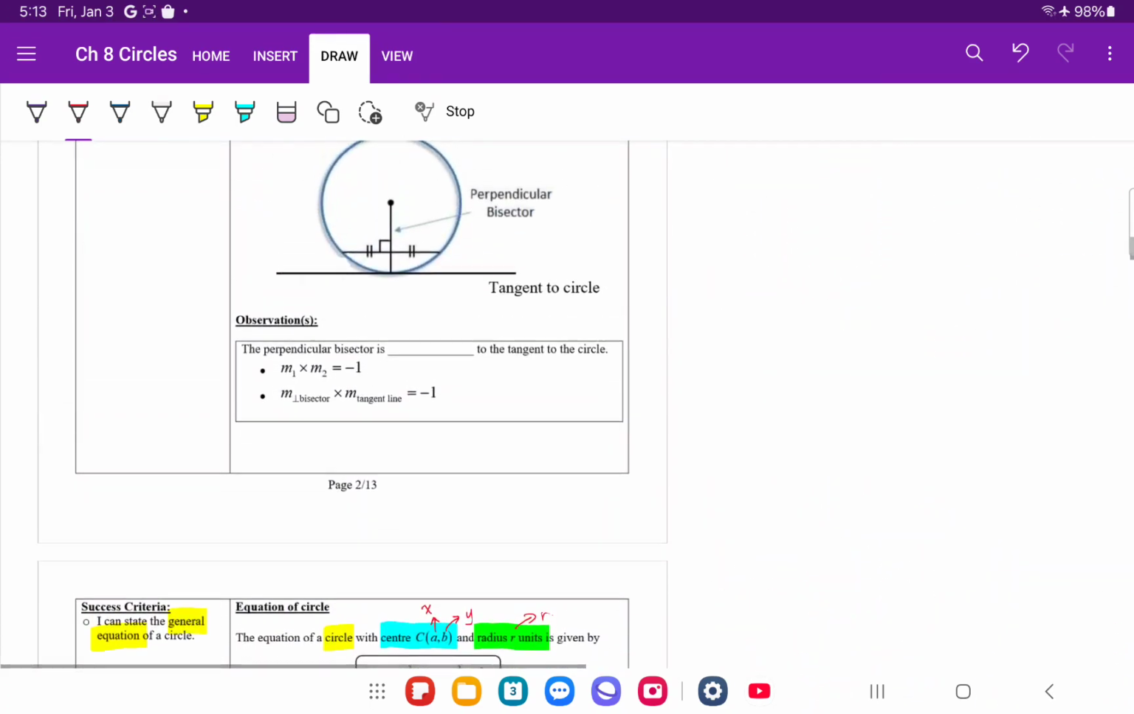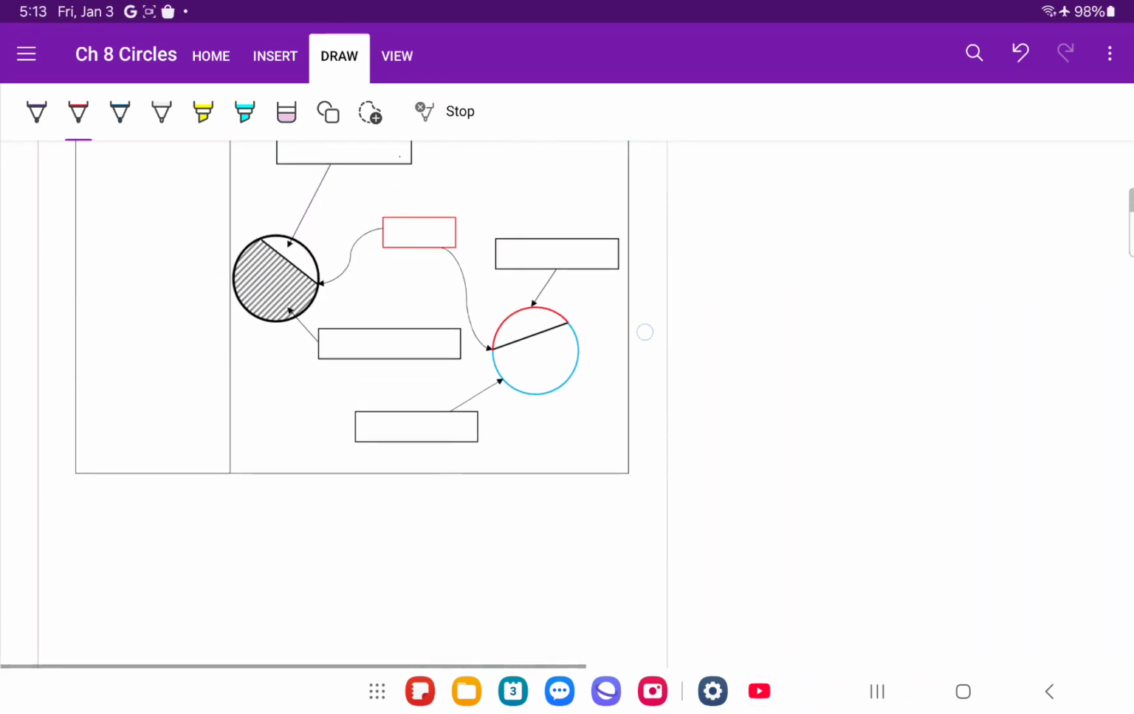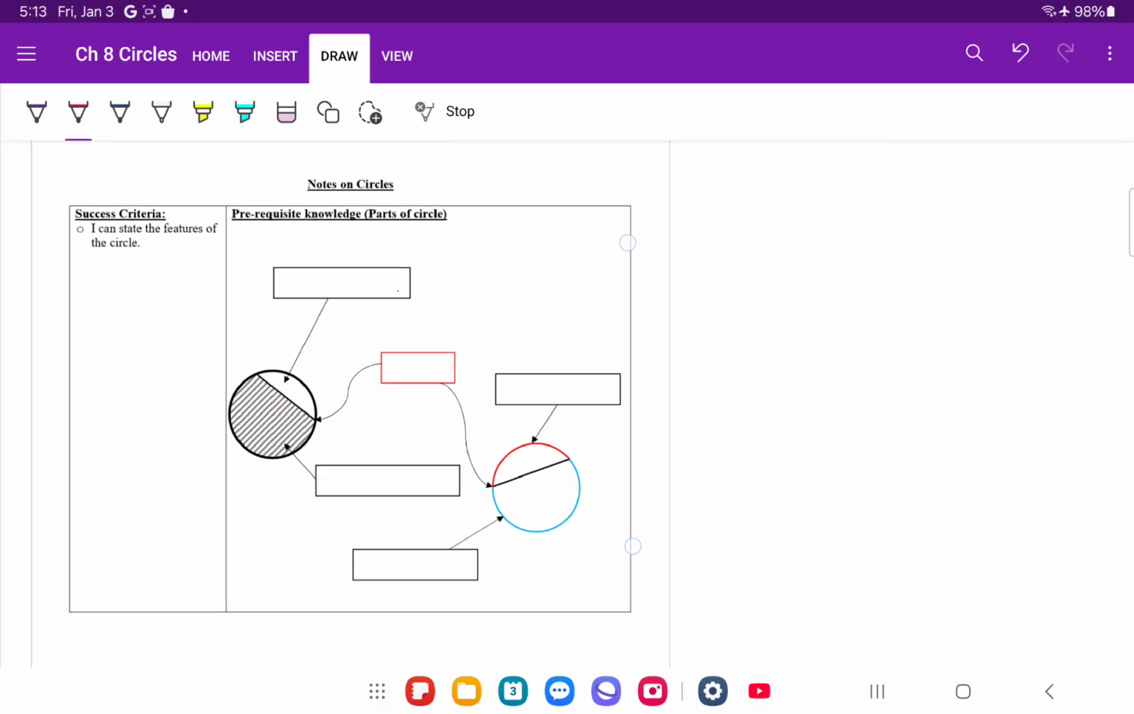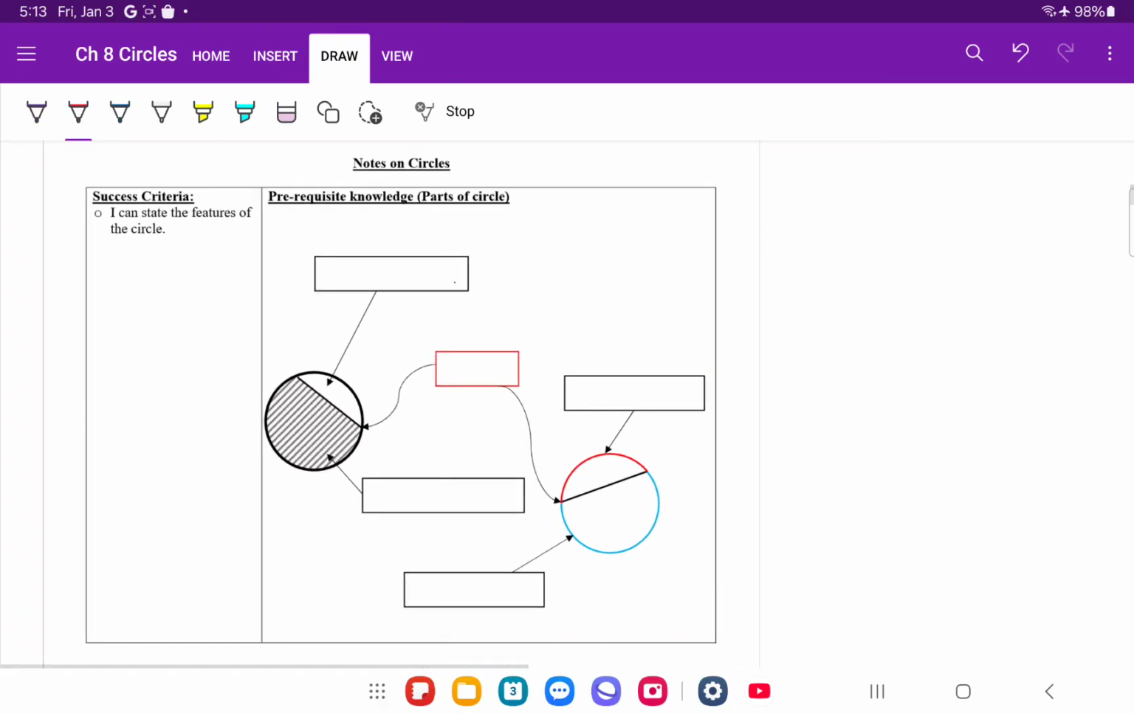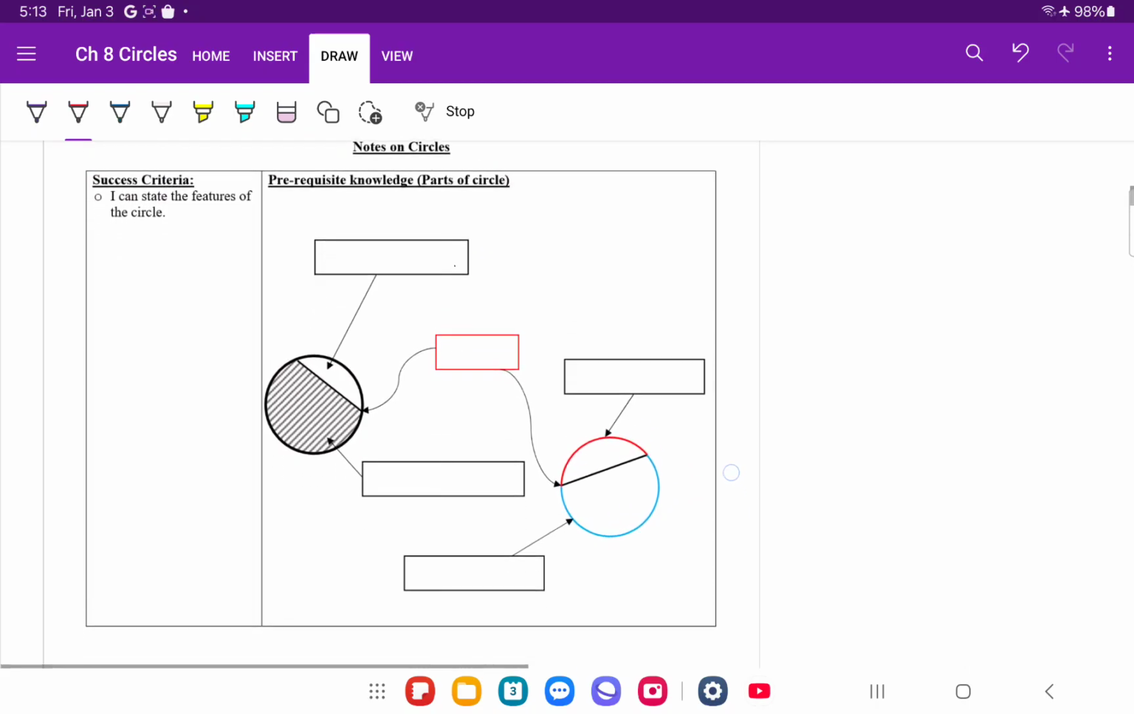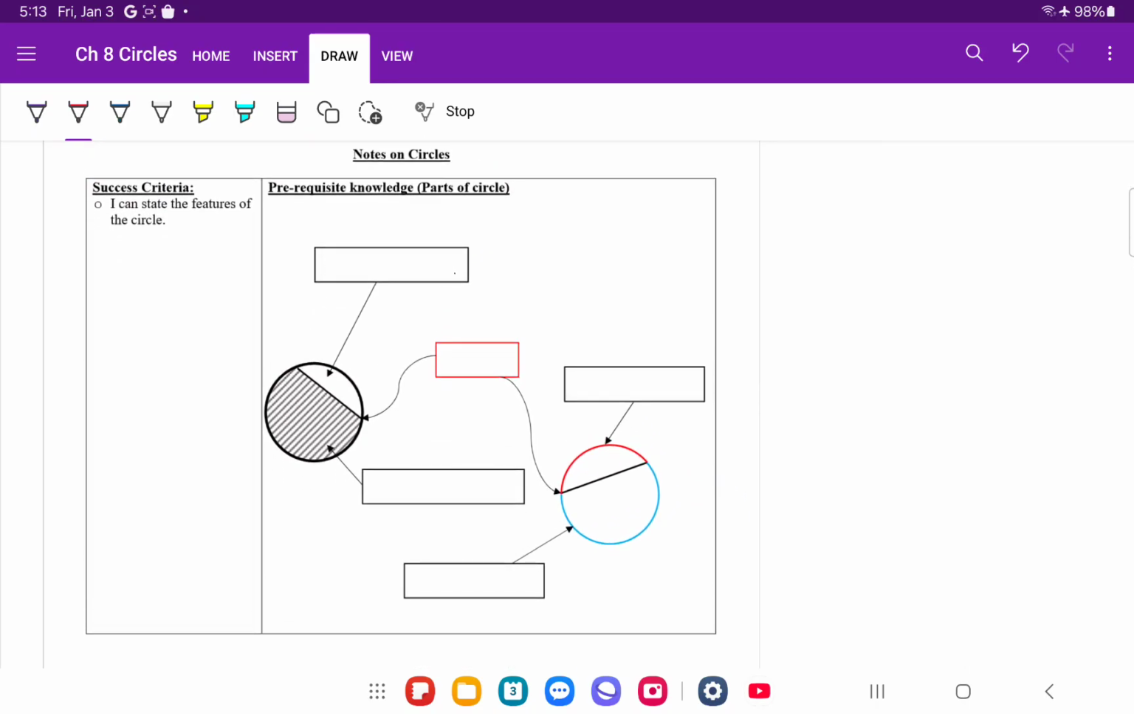Then there is one other thing I must cover before we end the lesson, and that is a recap of some knowledge from eMath. I'm just going to cover page 2 and page 3. Basically, I'm revising some eMath concepts. These are important for the rest of this chapter.